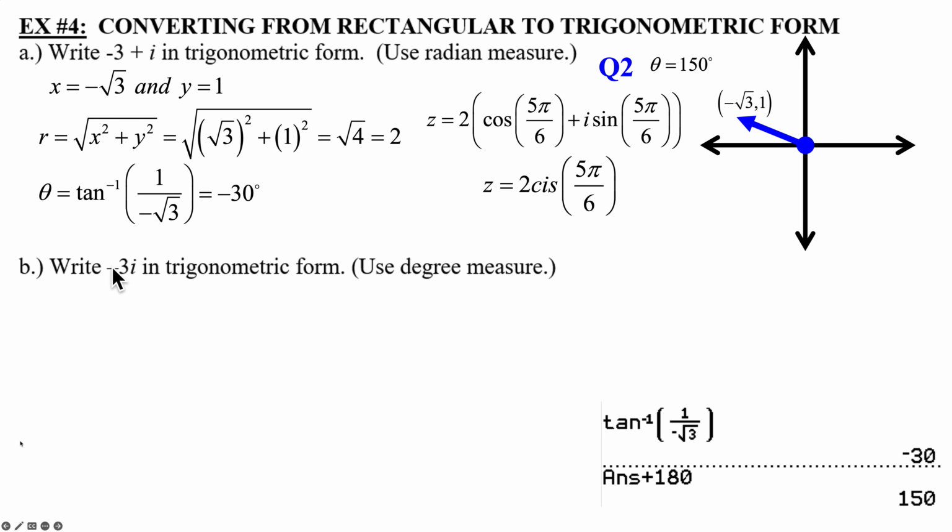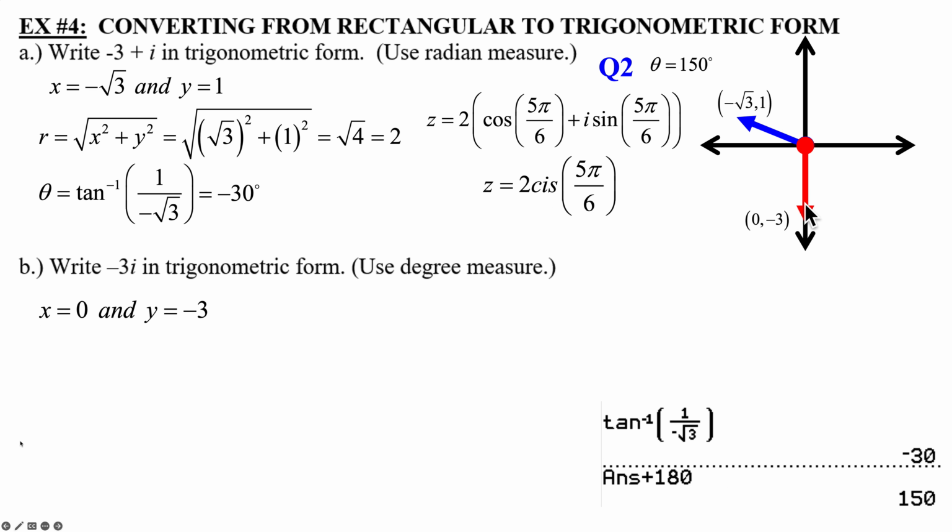Okay, B, write -3i in trigonometric form. We're going to use degrees. All right. So notice there's no real number, like we had up here for the negative square root of 3. Again, I apologize for the typo error. So that would be x is 0, and my y is the -3. Well, wait a minute. That's on the negative y-axis. Okay, so that just simplified things for me.